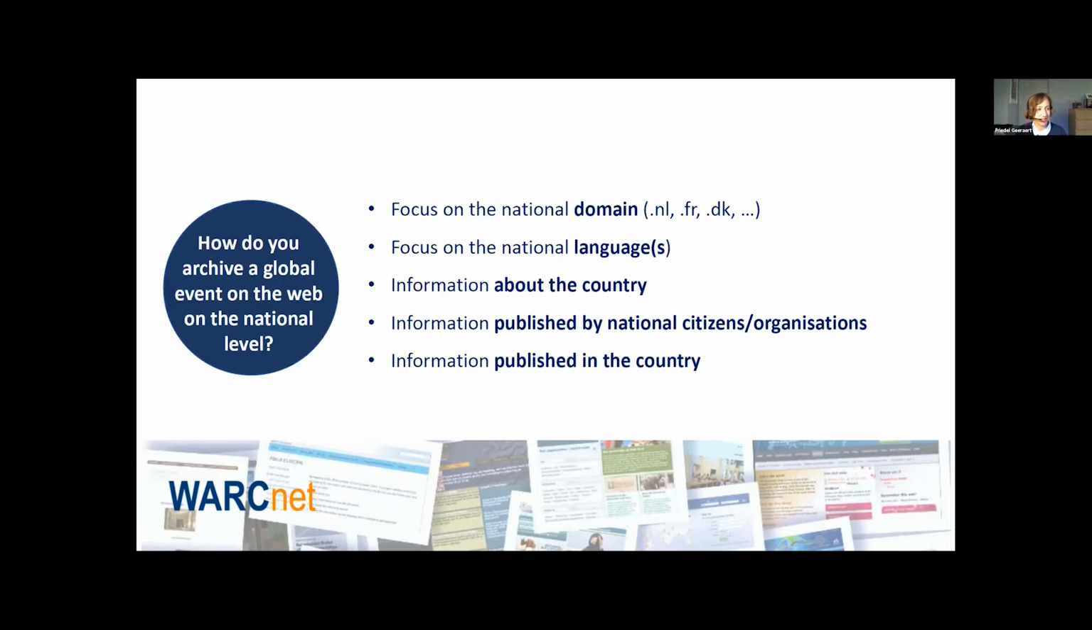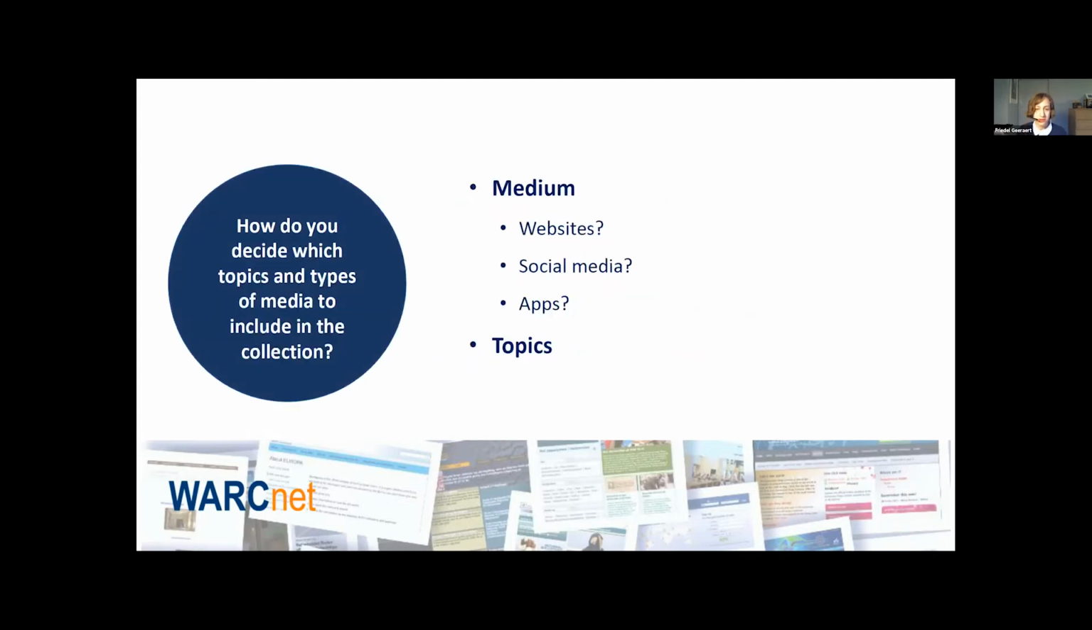For example, I remember that the Institut National de l'Audiovisuel in France remarked that they couldn't collect just based on French because part of the information came from Belgium and that was outside of their collecting remit. So other ways of scoping the collections are to focus on information about the country, information published by national citizens or organizations, and information published in the country. Which brings us to the next question, how to decide which topics and types of media to include in the collection. Do you want to archive websites, social media, or even apps? And on top of that, how do you pick the topics that you want to include in the collection?